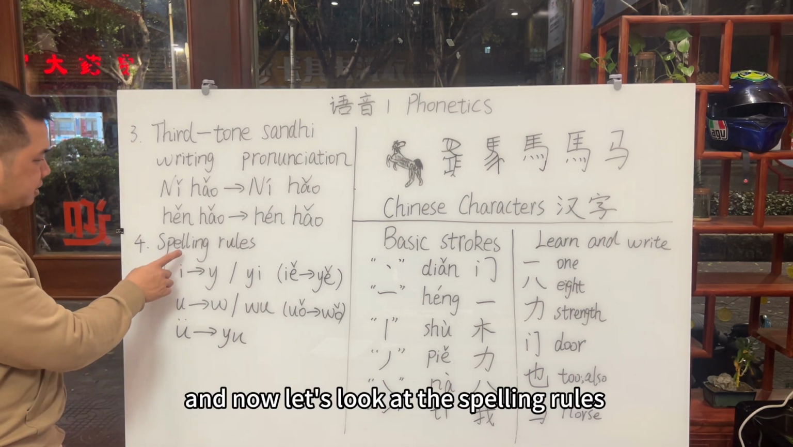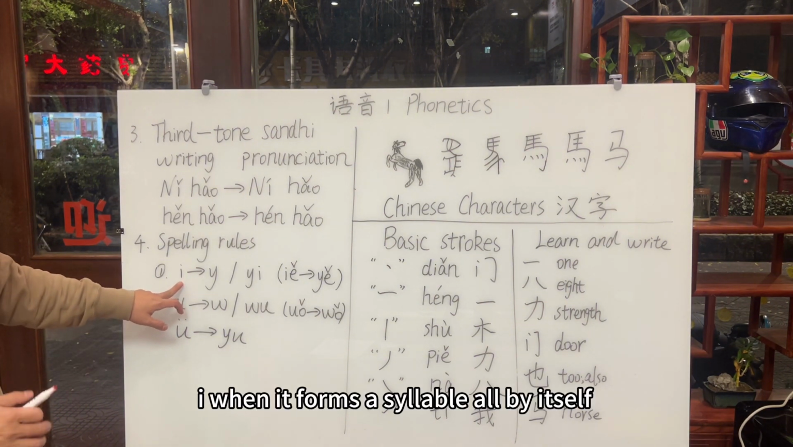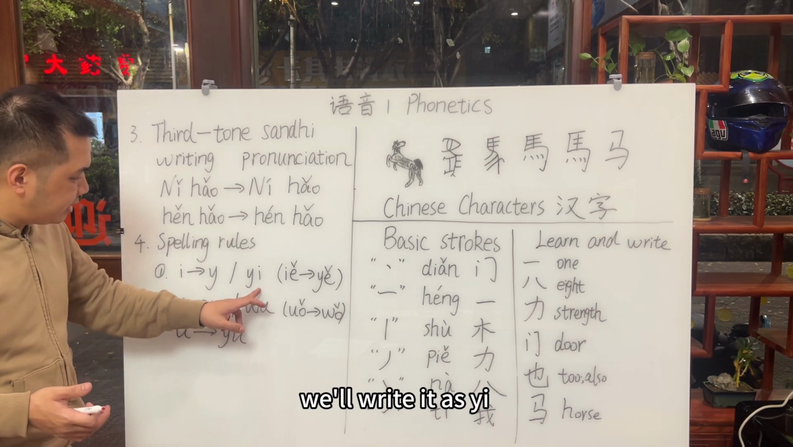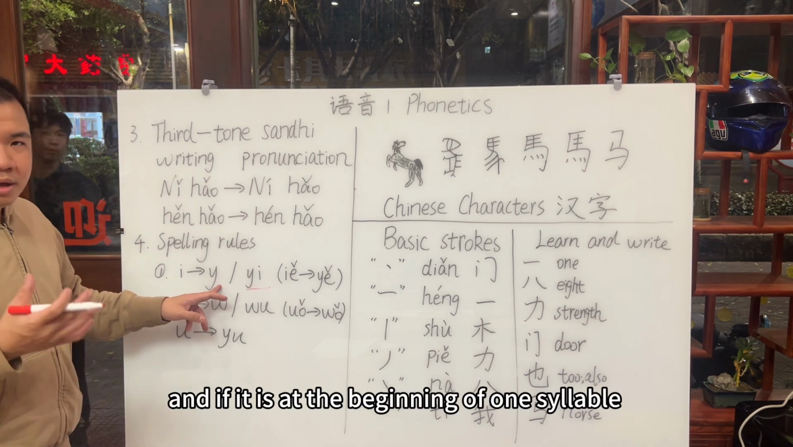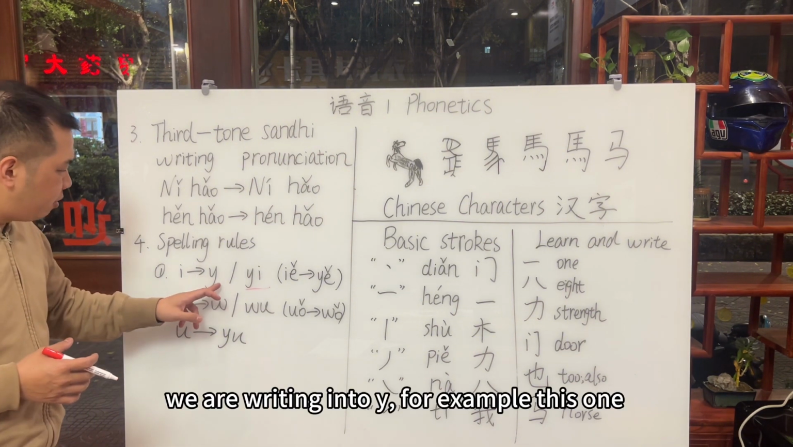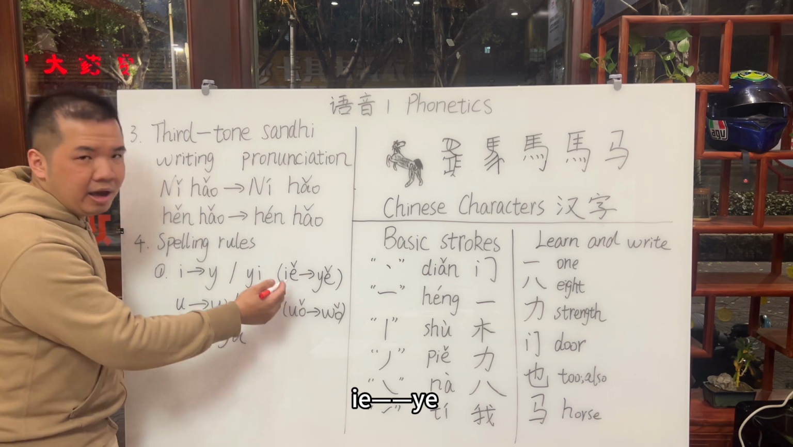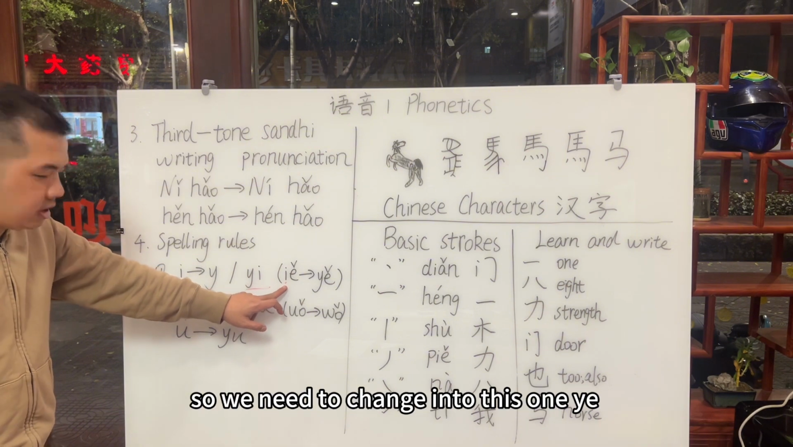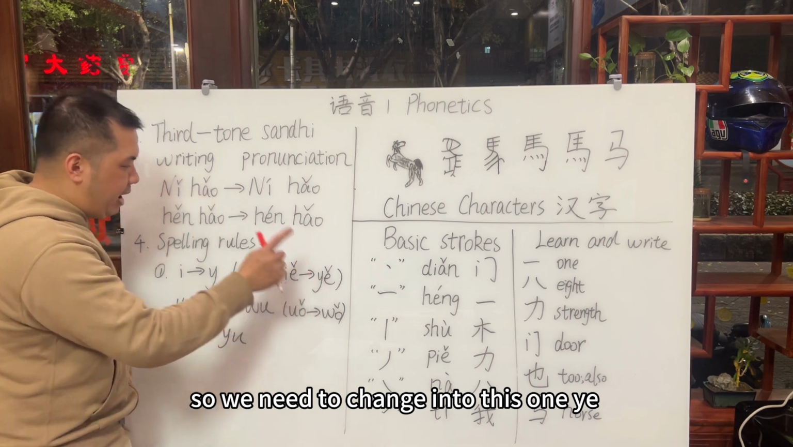And now let's look at the spelling rules. Yi, when it forms a syllable all by itself, we'll write it as yi, this one. And when it is at the beginning of one syllable, we'll write it into yi. For example, this one, yi a ye. This yi is at the beginning of the syllable, so we need to change it into this one, yi a ye.